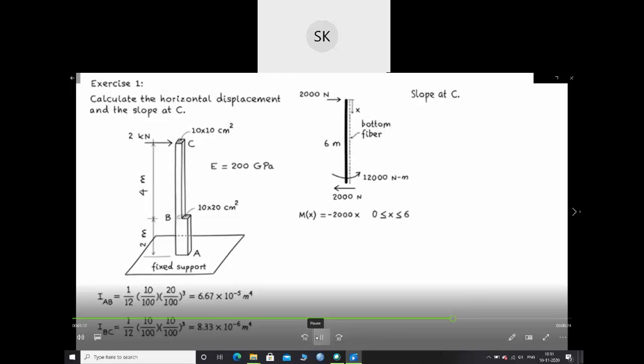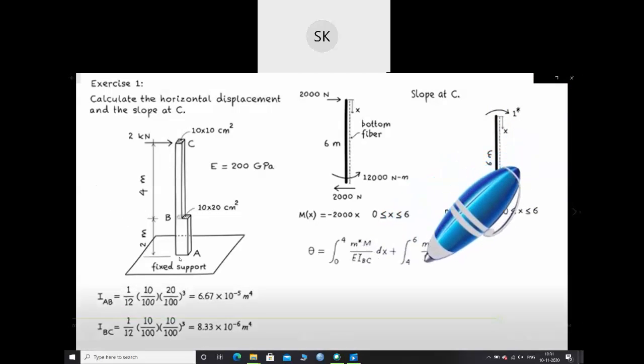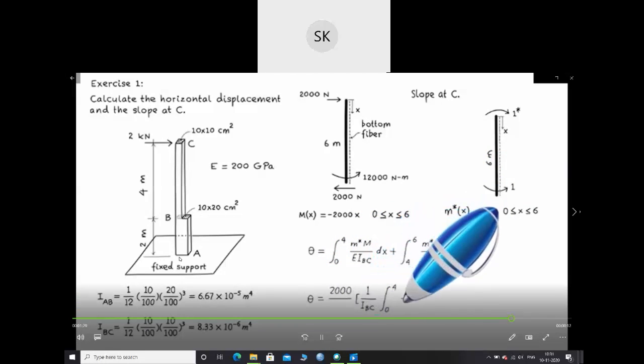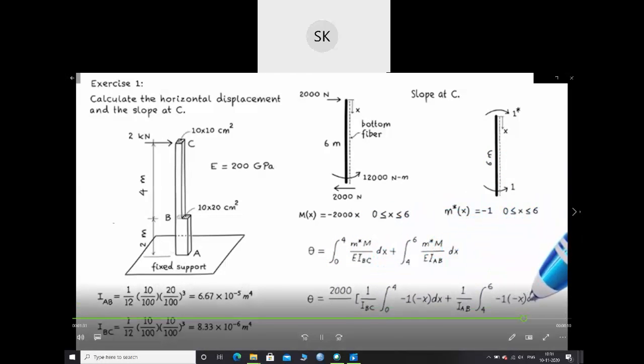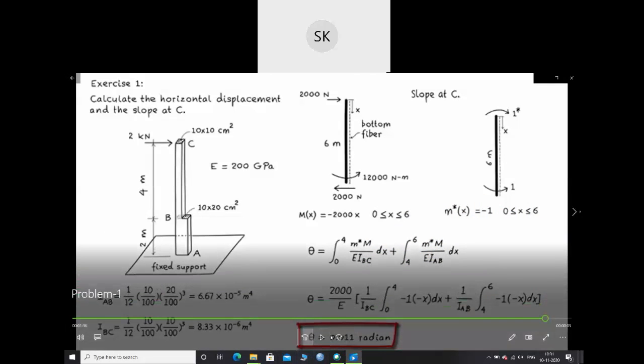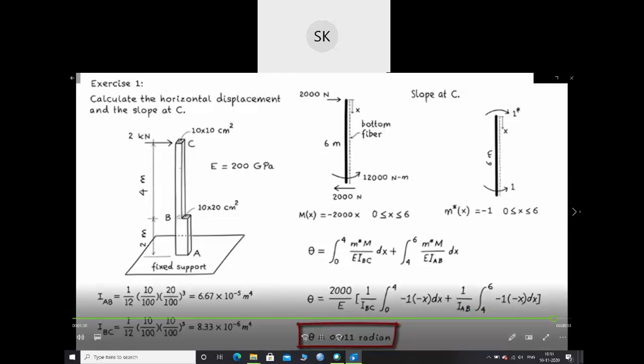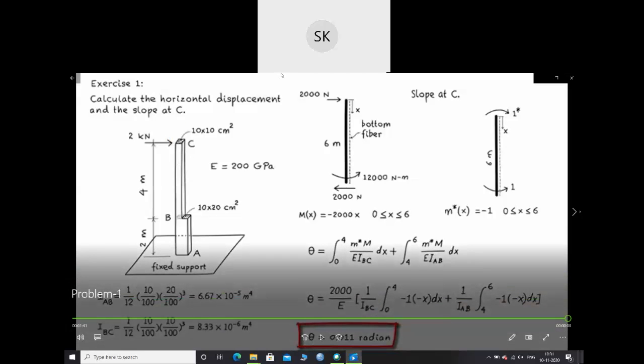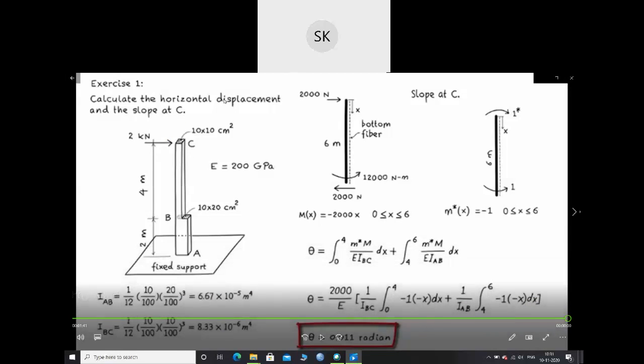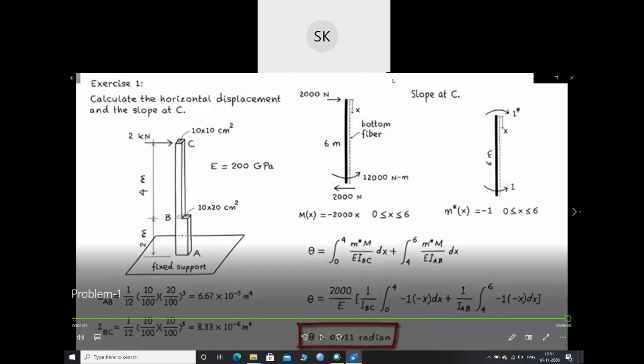Now they will find out the slope at C. First we have found out the deflection, now they will find out the slope at C. Again place the value with virtual load and real load, then you will get a slope, and they've got the slope in radians. So go through this class recording once again, you'll understand this numerical, and practice by yourself.